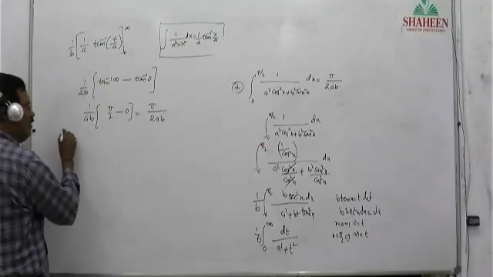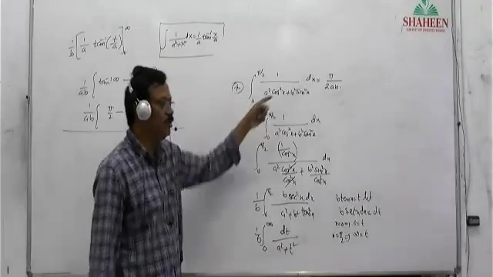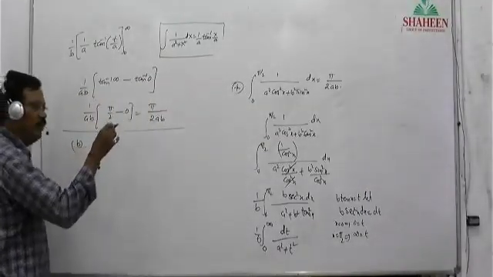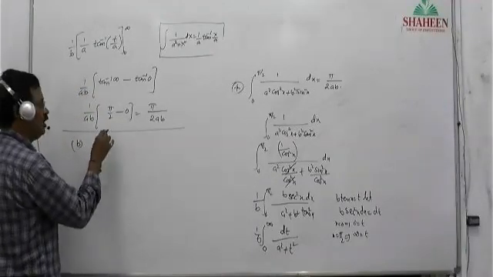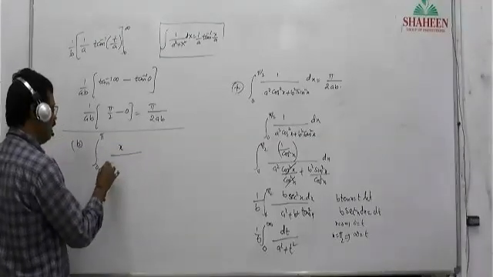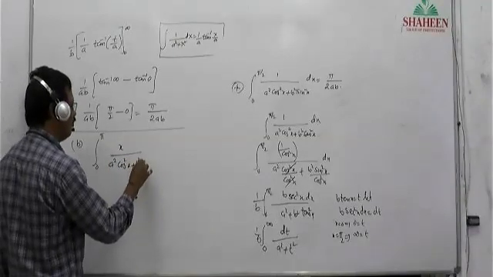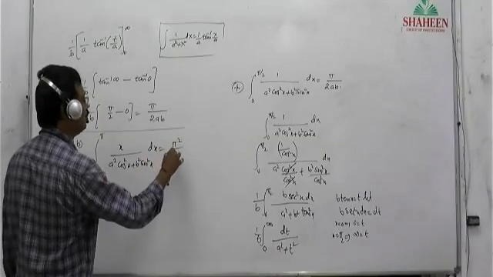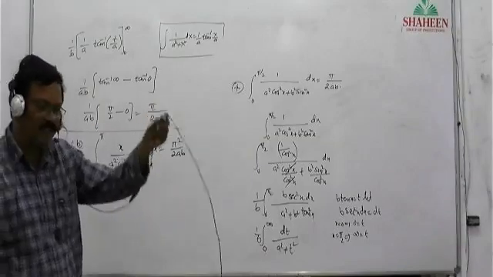Now let us see one more. This is the same problem I am using, and this is also very important. This is the fourth integral: integral 0 to pi, with numerator x, and denominator a square cos square x plus b square sin square x. What is the integral of this? This integral is pi square by 2ab. How do we get this integral?